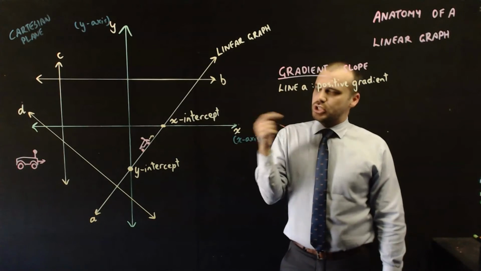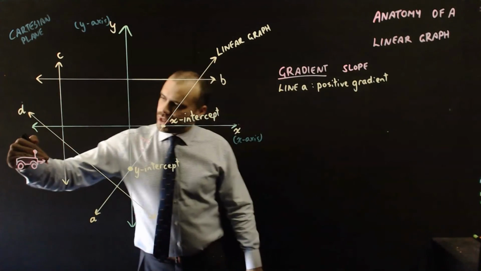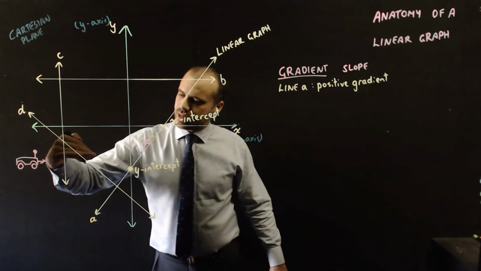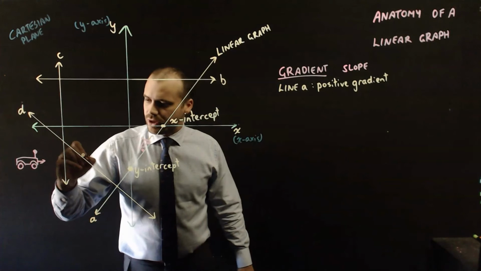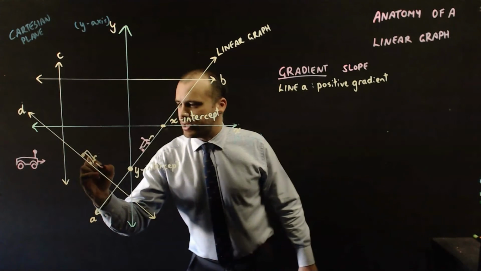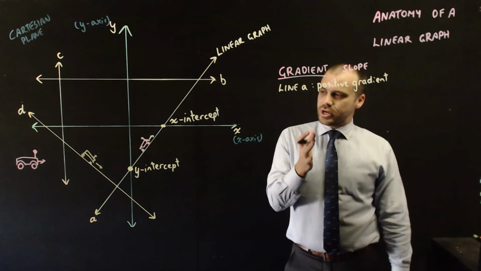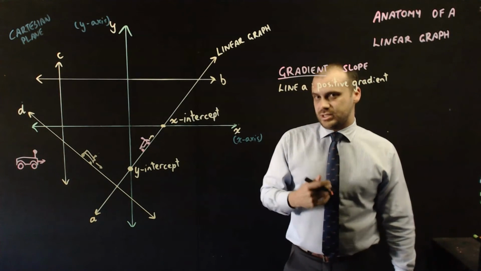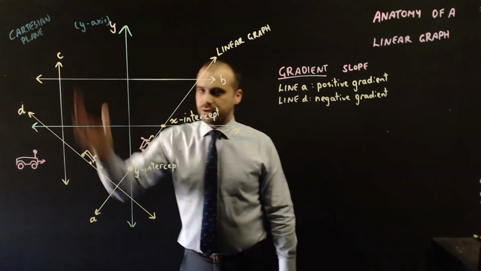And so let's jump forward to line D, right? Imagine our car is driving here and then it gets onto line D and starts driving along line D. You can see what's happening with our car on line D. It's driving downhill, which means that line D has a negative gradient. And that brings us to our special cases, our horizontal line and our vertical line.